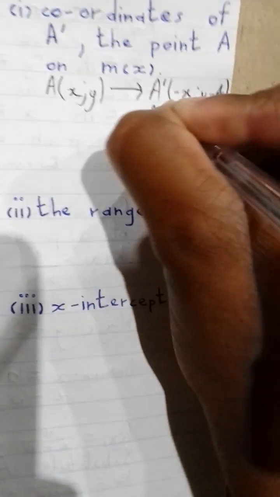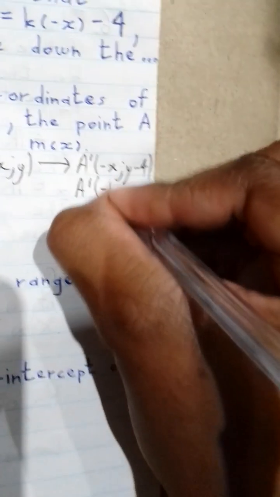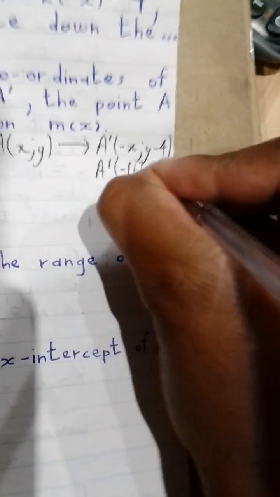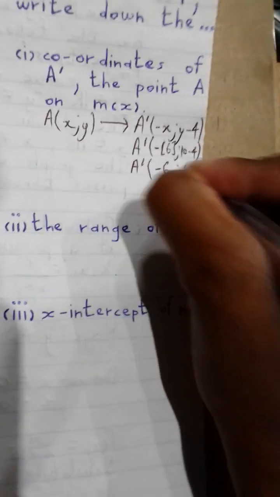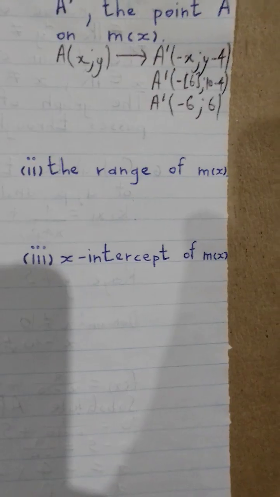So A prime, what is x? 6. Y is 10. Then we're going to say 10 minus 4. So A prime, negative 6. Y is 10 minus 4 is 6. Right? I hope that is clear and I hope that makes sense.